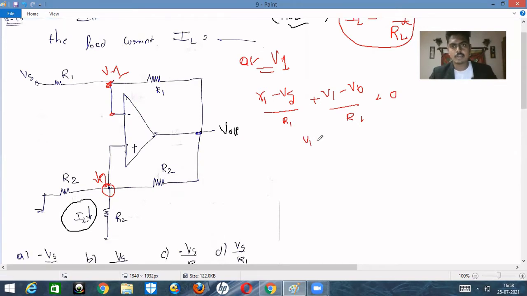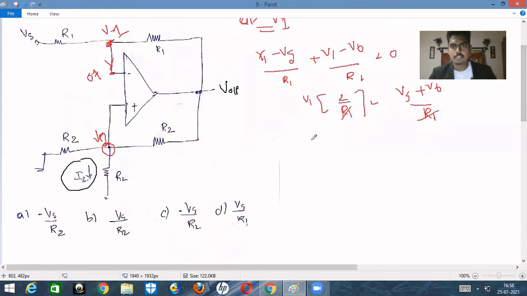Now if you take V1 as common, V1 into 1 by R1 plus 1 by R1, which is 2 by R1, is equal to Vs plus V0 upon R1. R1 will get cancelled out on both sides. Since it is an ideal operational amplifier, the current will be 0. So V1 minus Vs by R1 plus V1 minus V0 by R1 is equal to 0, obviously. V1 into 2 by R1 is equal to Vs plus V0 upon R1. Therefore the value of V1 is equal to Vs plus V0 upon 2. This is the thing that we need to know.